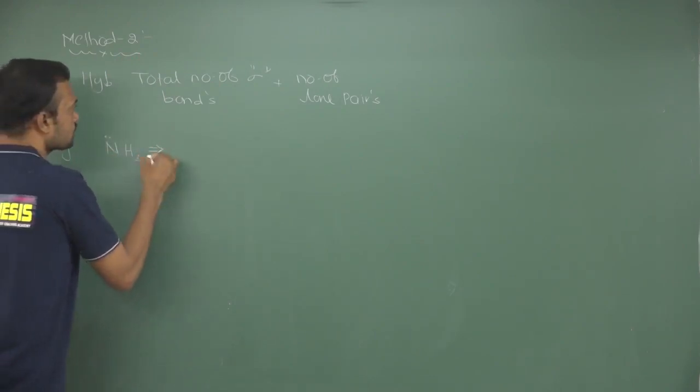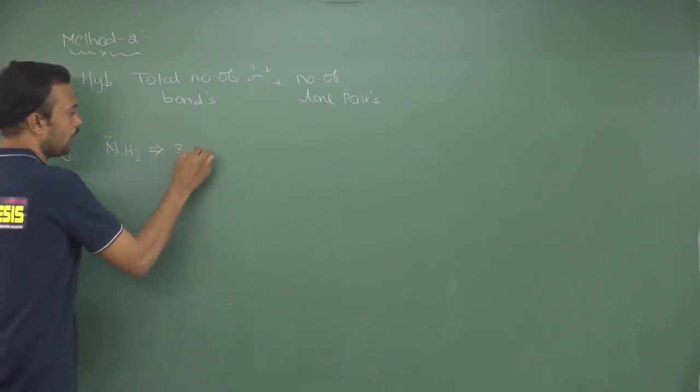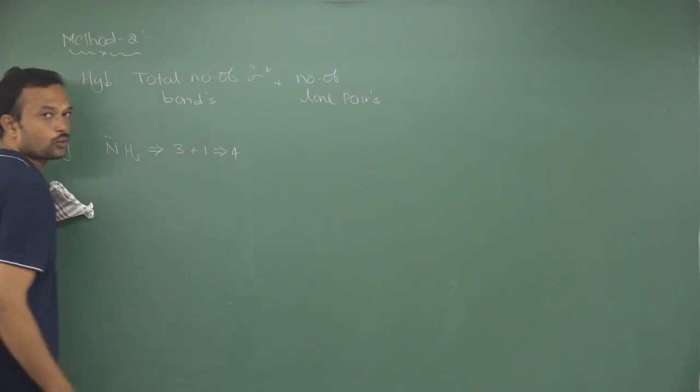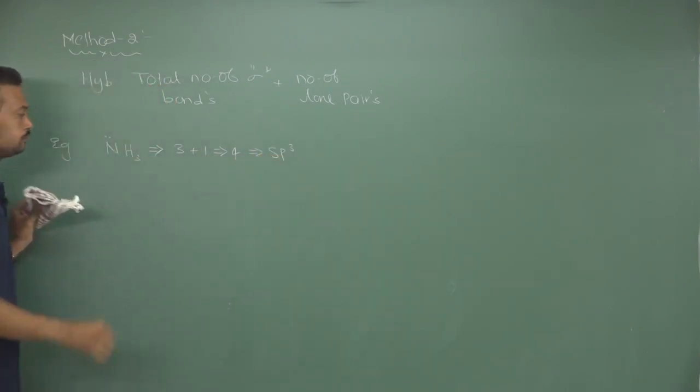So this is NH3. Total number of sigma bonds present is 3, okay, and one lone pair is present, so the total number is 4. So here the molecule carries sp3 hybridization, okay.